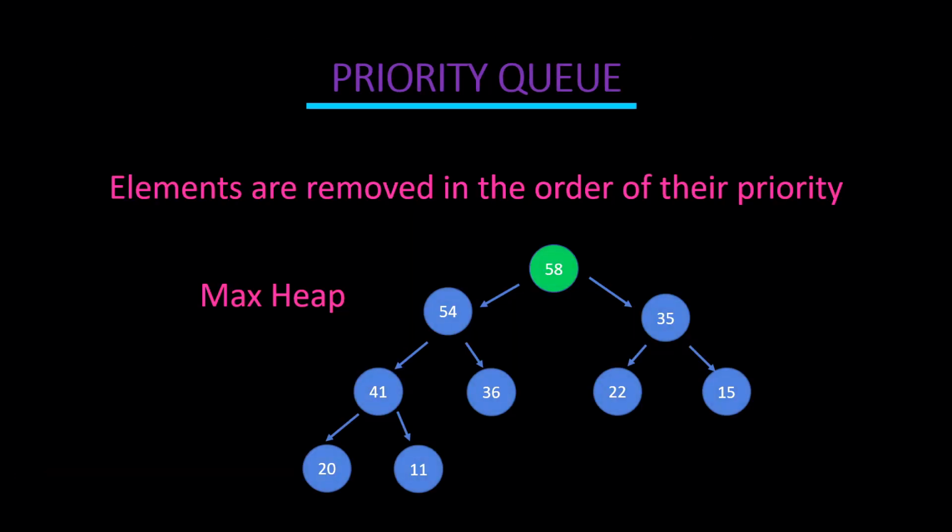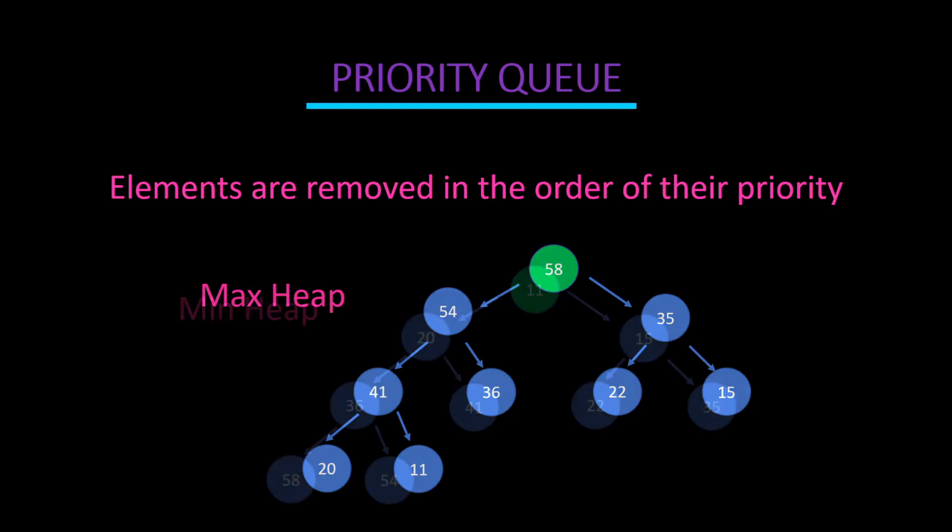With a priority queue, elements are removed in the order of their priority. So when you insert an element, you sort them in such a way so that it is easy and quick to remove the element with the highest priority.